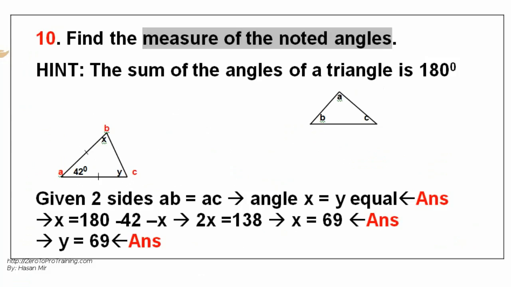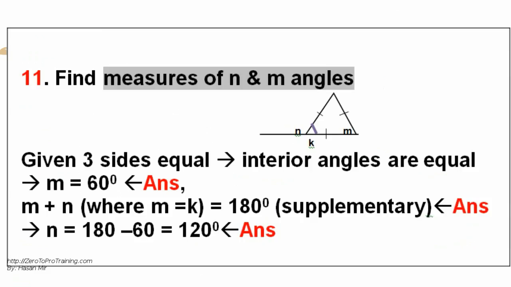Next, exercise 10, find the measure of the noted angles in degrees, given two sides equal so angles equal, which yields X equals Y, X equals 69 derived, and Y equals 69 derived. Next, exercise 11, measuring noted angles, yields in degrees, given three sides equal so interior angles are equal, M plus N equals 180, supplementary, M equals 60 derived, N equals 120 derived.